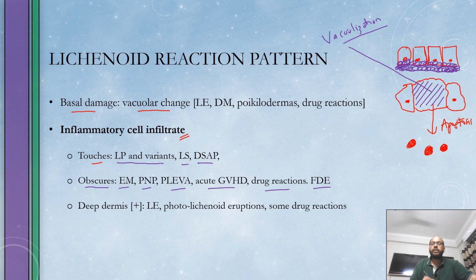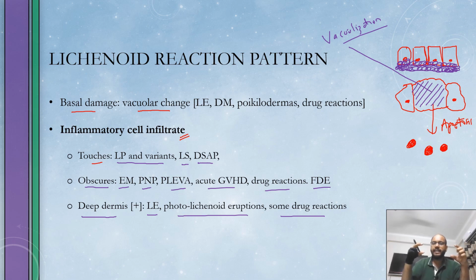Now, alternatively or simultaneously, as the infiltrate is extending upwards and involving the basal layer or obscuring the dermoepidermal junction, the infiltrate can also extend downwards into the mid and deep dermis. And if the deep dermis is involved, we see that in disorders like lupus erythematosus, photolichenoid eruptions, and some drug reactions with deeper involvement.